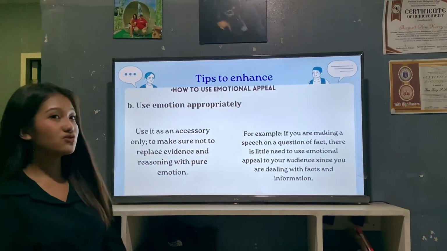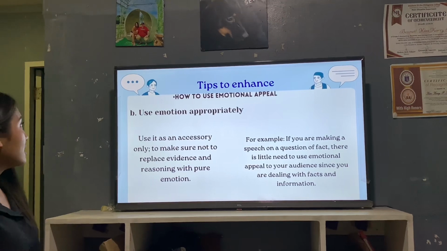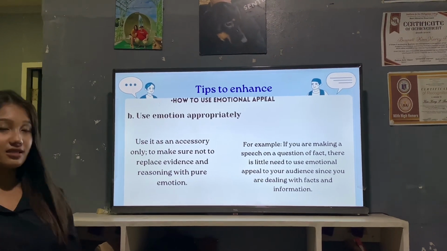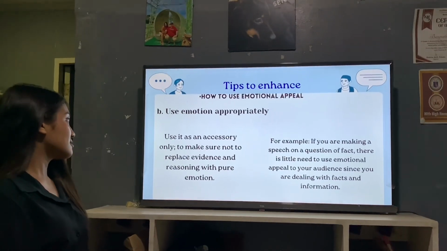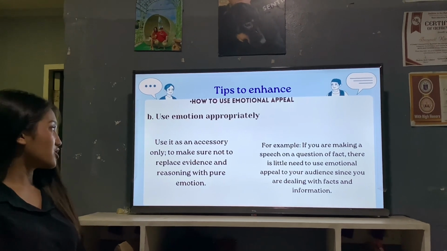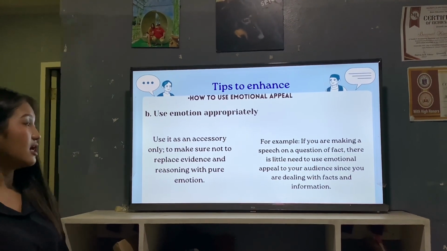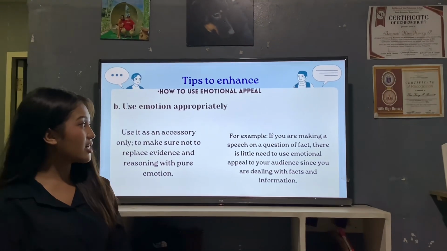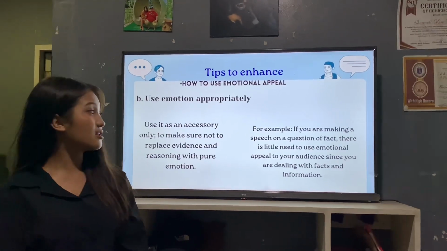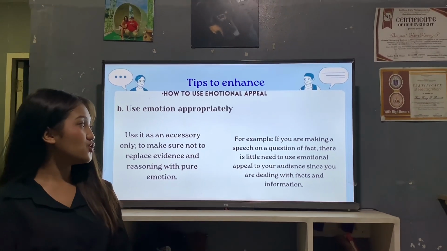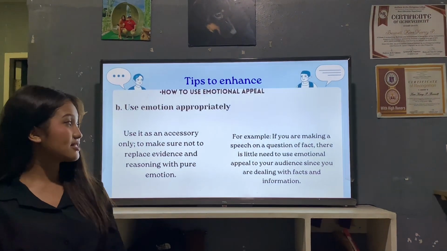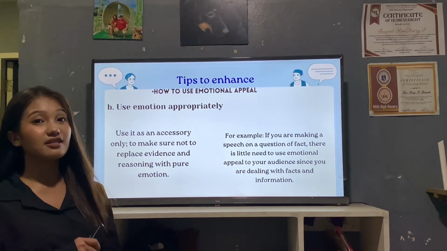Number 2 in how to use your emotional appeal. Use emotion appropriately. Use it as an accessory only, to make sure not to replace evidence and reasoning with pure emotion. For example, if you are making a speech on a question of fact, there is little need to use emotional appeal to your audience since you are dealing with facts and information.